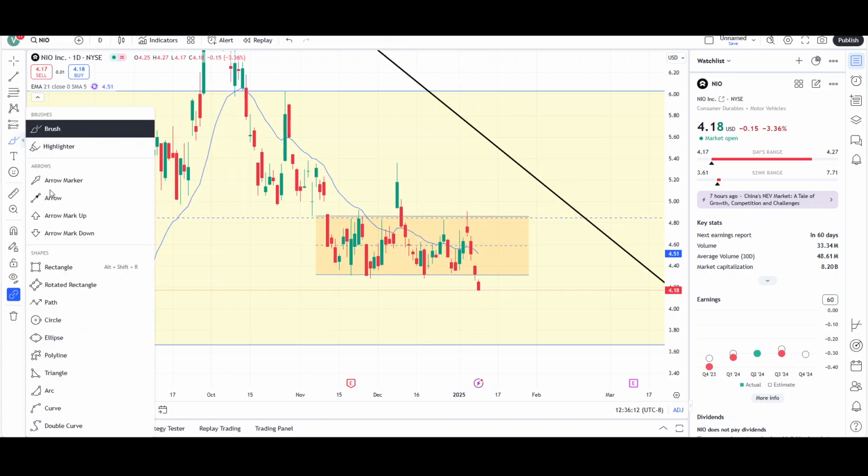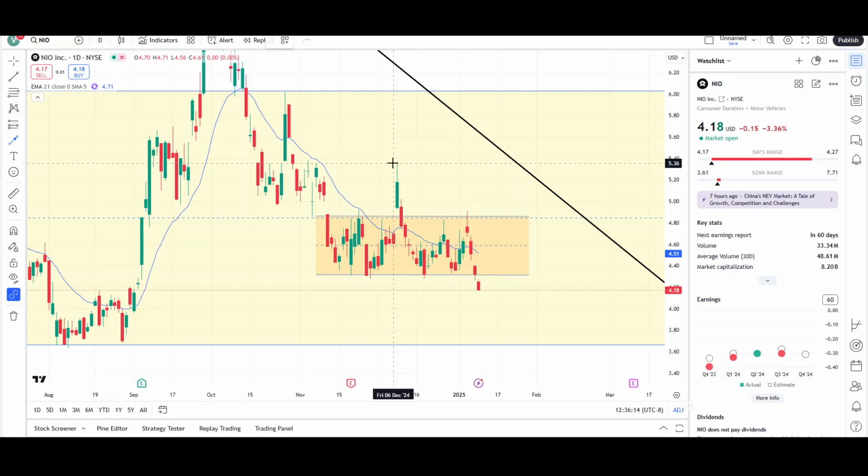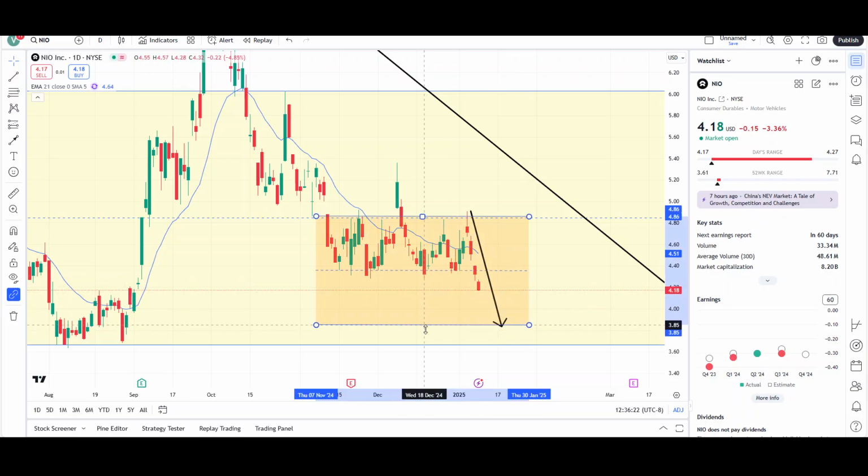So since we're traveling down lower, we can look for a target towards the downside, and that would be right around the $3.84 level. And that also makes sense because that's very near the range measure target as well, $3.80. So I'm looking for lower prices for NEO.